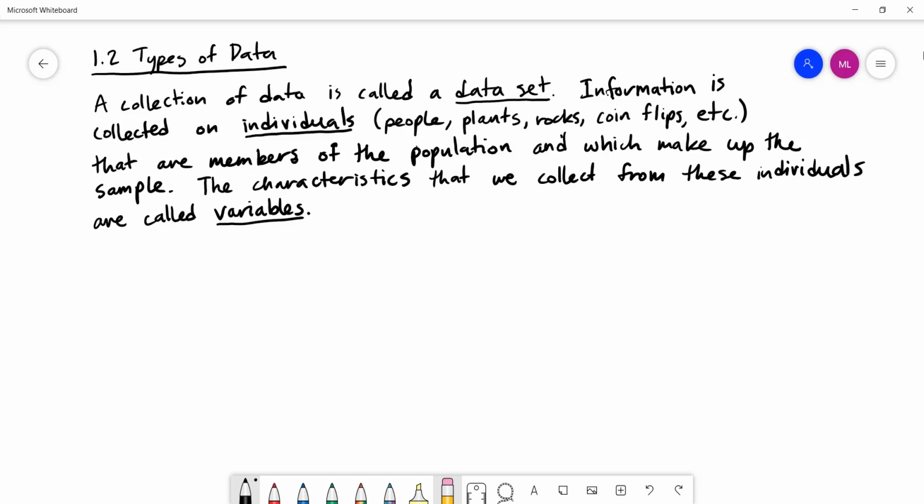And so this has a very slightly different meaning than what you might be accustomed to in another math class. The variables are just generic placeholders for the categories or the types of information that we're interested in collecting. The actual values of these characteristics, which we're calling the variables, are the data that we're collecting.